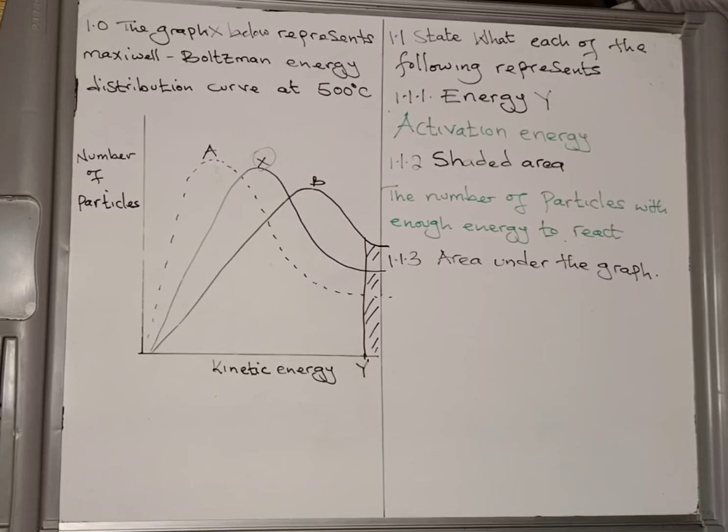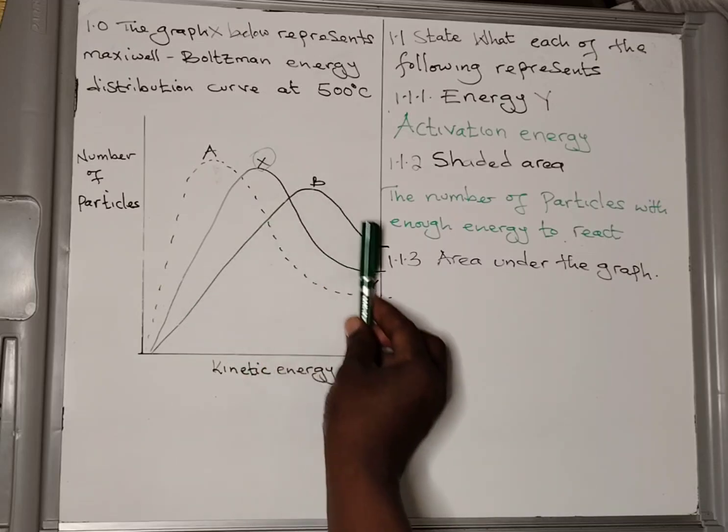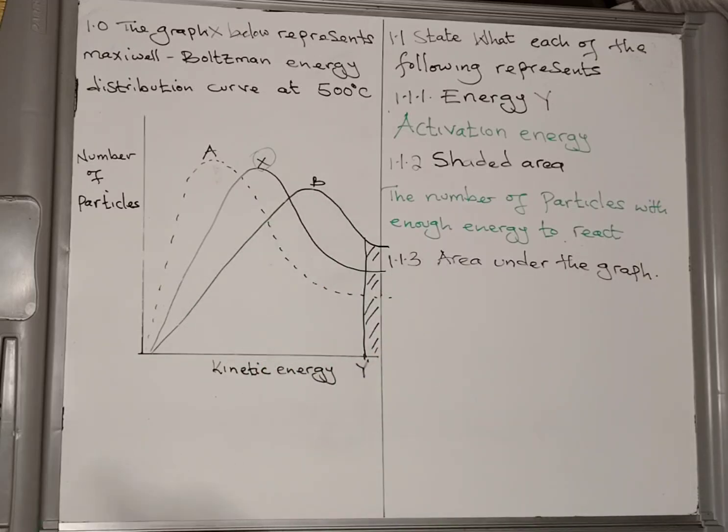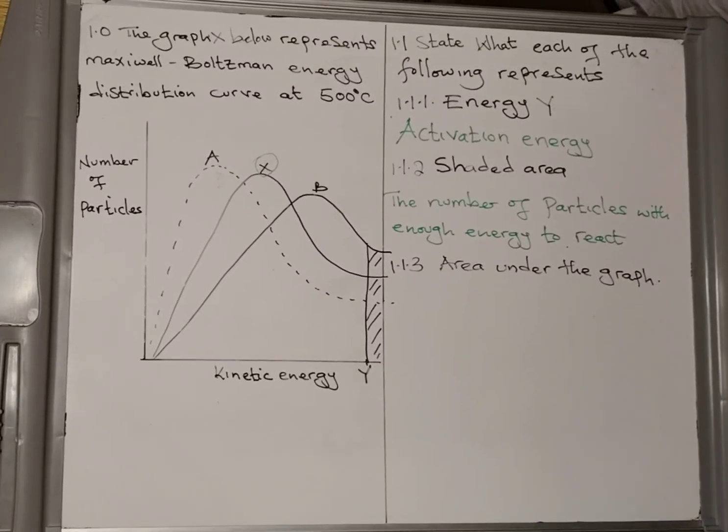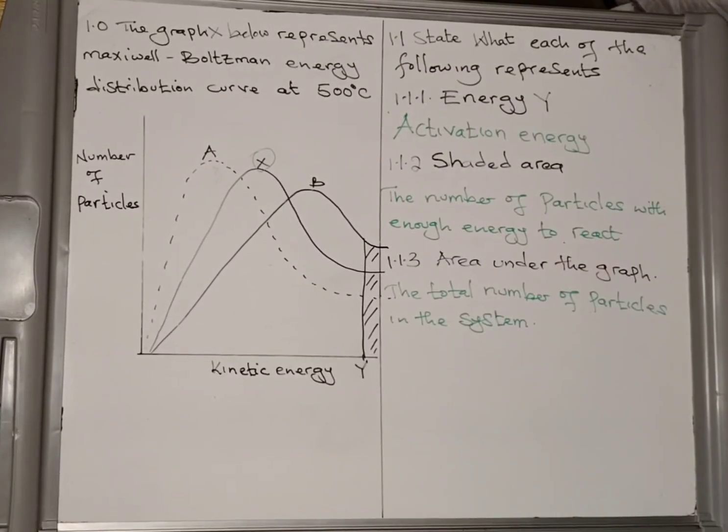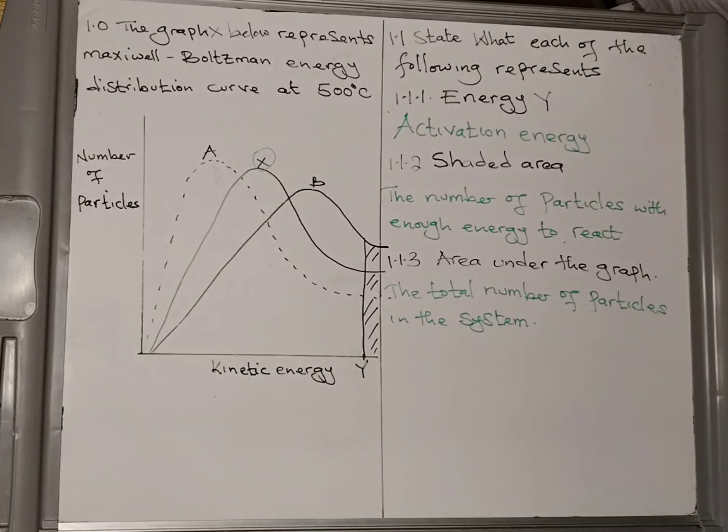Then comes this question. It says, what does the area under the graph represent? This is what we mean, the total area, this area until where the graph ends. What does it represent? It represents the total number of particles in the system. That is that. So the area under the graph represents the total number of particles in the system. So let us look at another question.